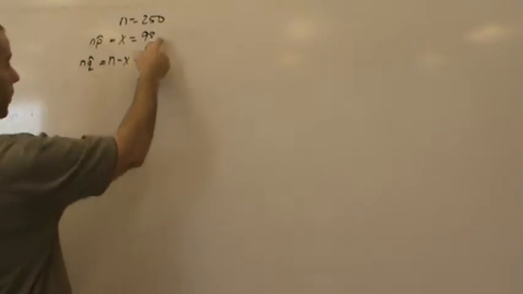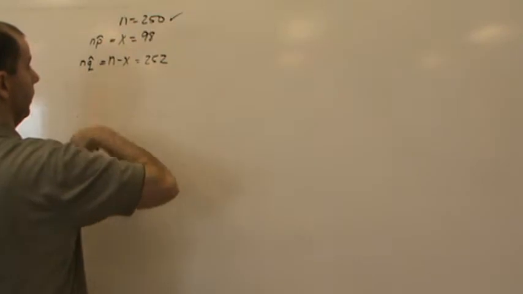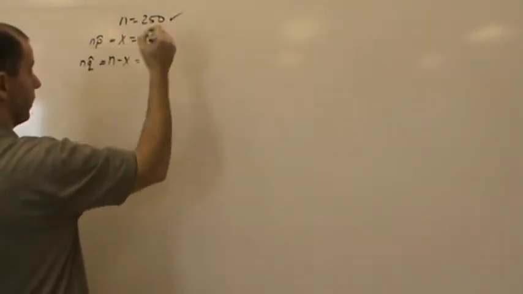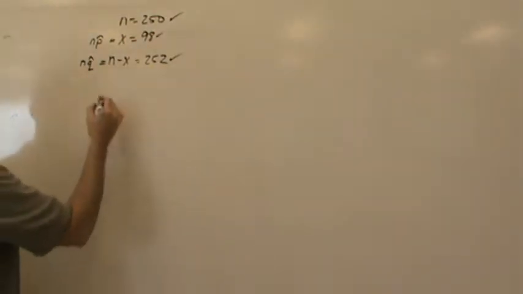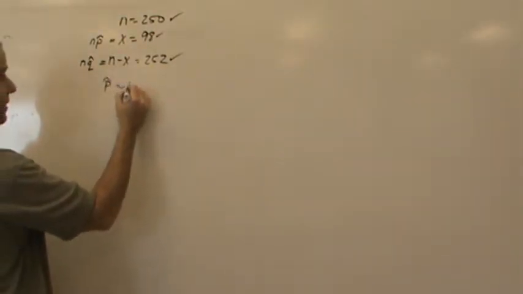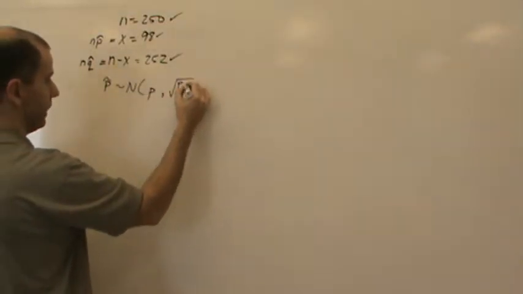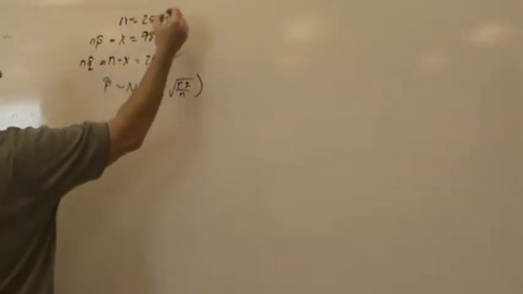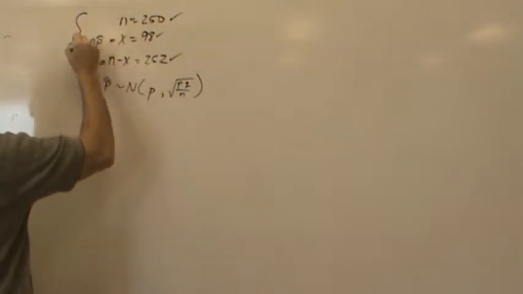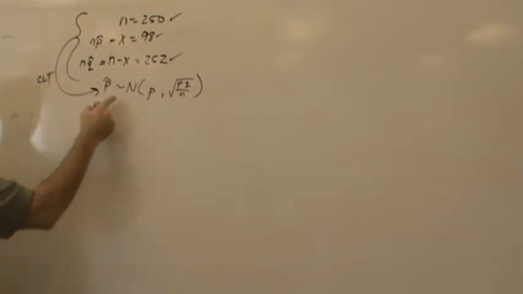Okay, so again, all 3 of our checks are satisfied, right? n is bigger than or equal to 30. n times p hat is bigger than or equal to 15, and n times q hat is bigger than or equal to 15. So we know the sampling distribution of p hat then is approximately normal with a mean of p and a standard deviation of the square root of pq divided by n. So that's what we know. Okay, and again, this is the central limit theorem applied to proportions.